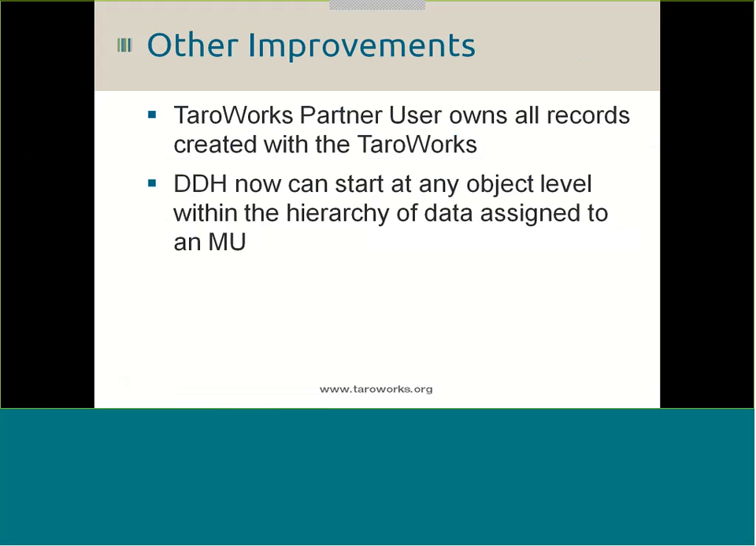Okay, we've made a couple of other improvements I just wanted to call out. This isn't all of them, but these are the ones that may impact existing customers. So in TaroWorks 4.5, for all records that are created with the TaroWorks app, the owner of that record is now going to be the mobile user themselves, or the TaroWorks partner user themselves. In the current state, or pre-TaroWorks 4.5 versions, the owner is actually the creator of the survey that is being used to create those records.